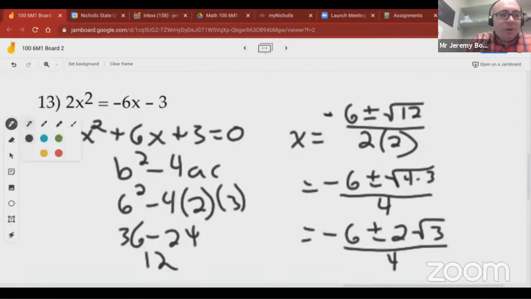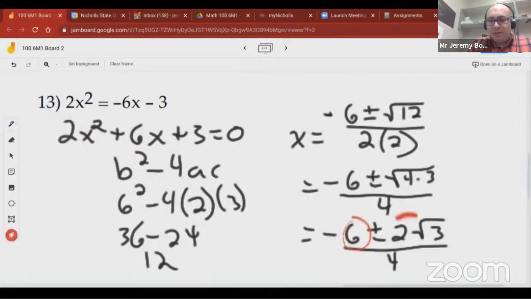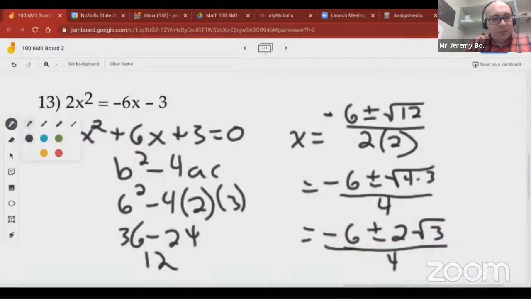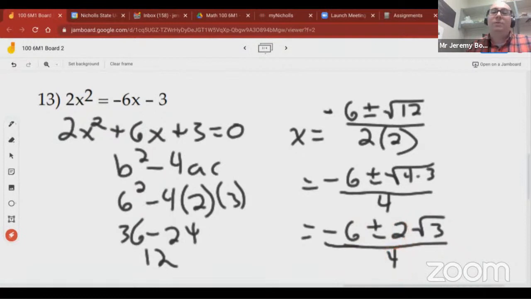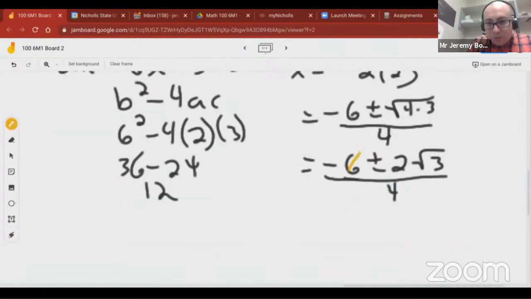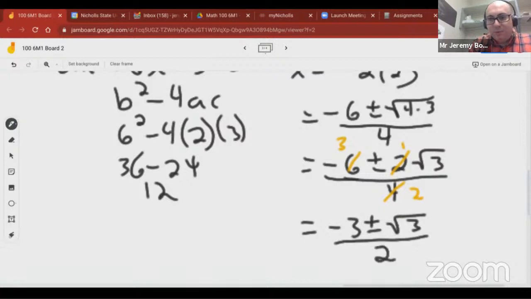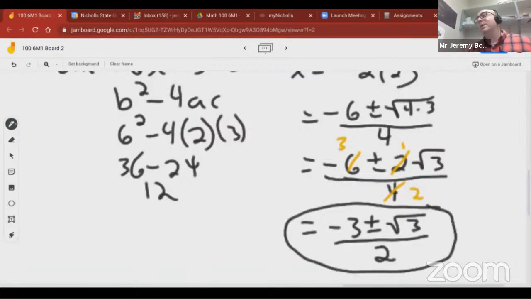And remember, I told you that if you can reduce every term in the numerator, this term and this term, then you could reduce it. And so 6 is divisible by 2. 2 square root of 3 is divisible by 2. And 4 is divisible by 2. So we can reduce everything by 2. This will become a 3. That's just going to be a 1. And this would be a 2. And so my final answer is going to be negative 3 plus or minus the square root of 3 all over 2. And so you need to be able to reduce those answers if you can.